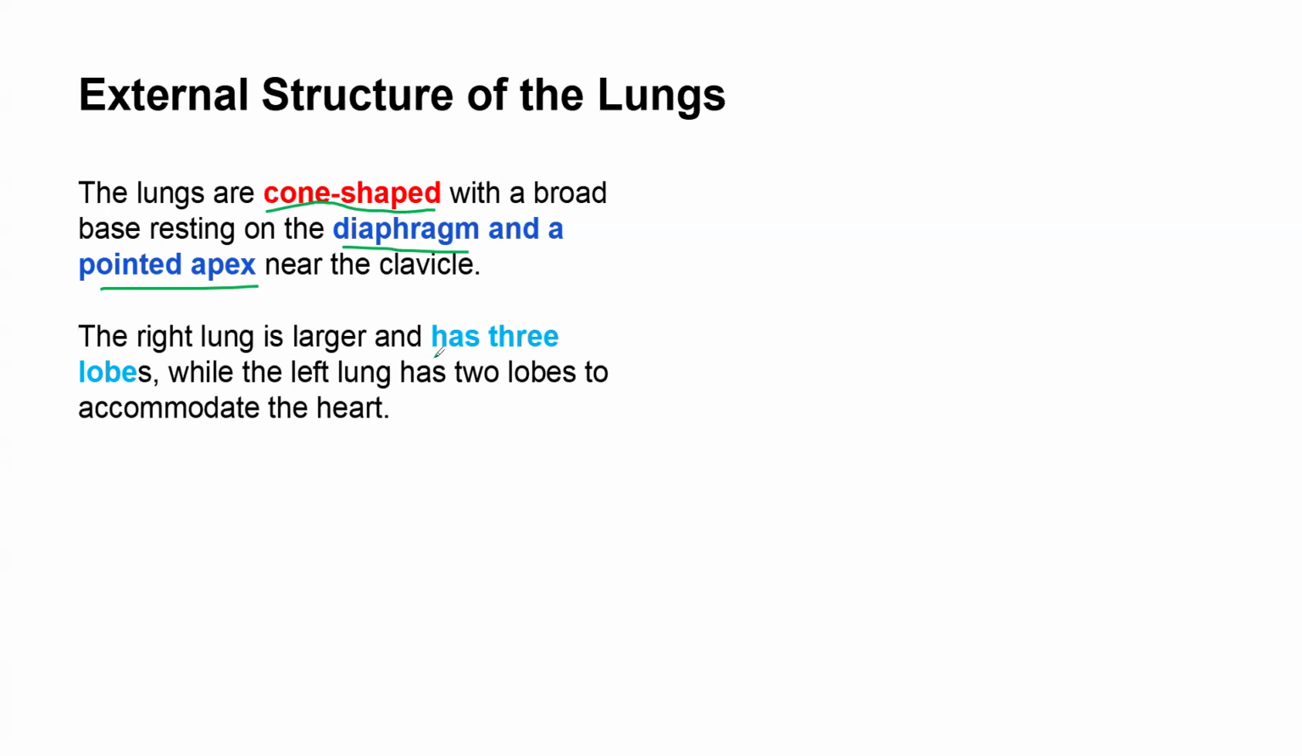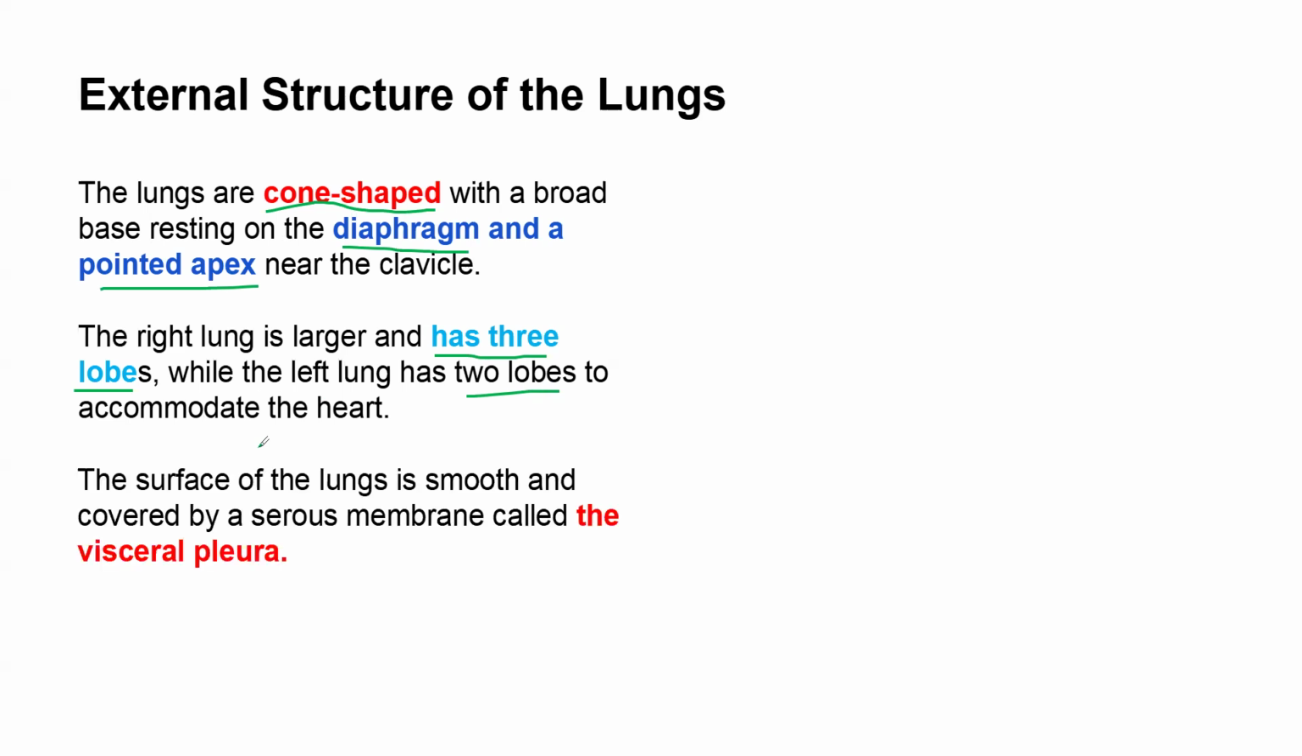And of course, remember in the previous slide, I told you that the lungs are divided into two. We have left and right lungs. The right lung is larger and it has three lobes, while the left lung has two lobes to accommodate the heart. So you see, that is why you need to understand that the heart is located at the left side of our lung, and that is why it has two lobes, to accommodate the heart.